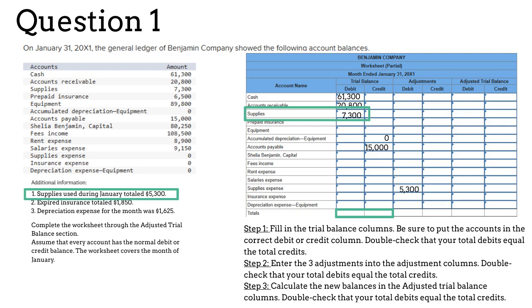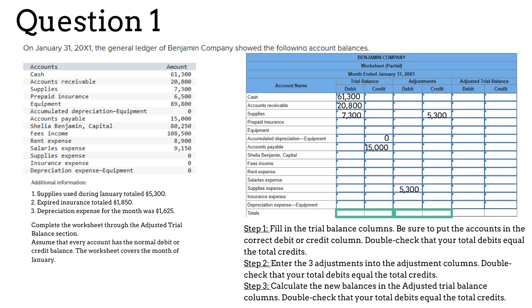The second part of our transaction is that the account supplies decreased, supplies are an asset, and assets increase with debits and decrease with credits. That means that we have to credit the supplies account for $5,300. Please continue with the other adjustments but be sure to remember that every transaction has 2 parts, at least 1 debit and 1 credit. And, double-check that the total debits and credits balance.